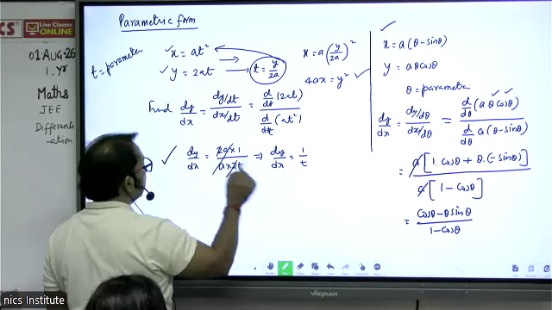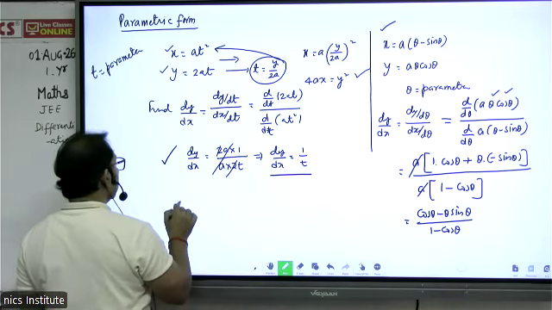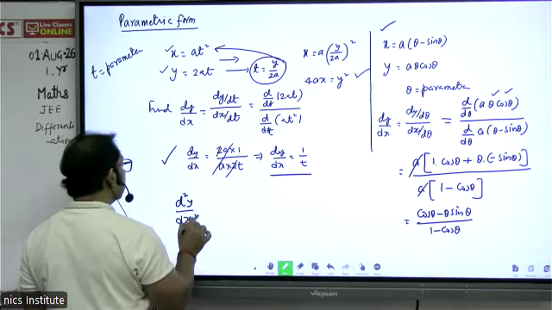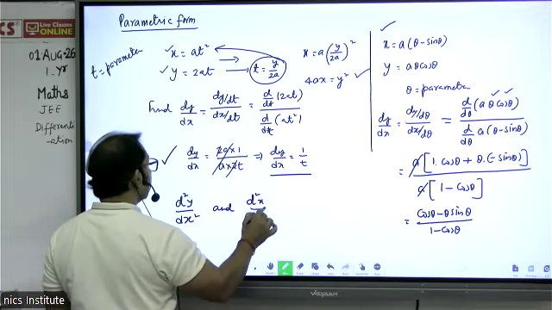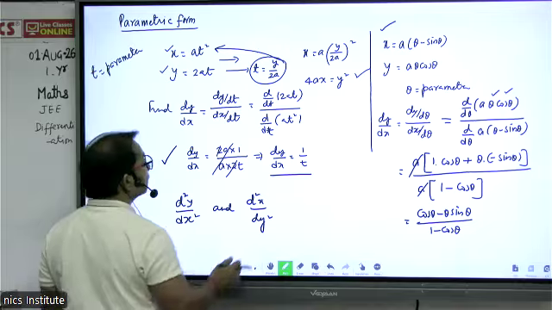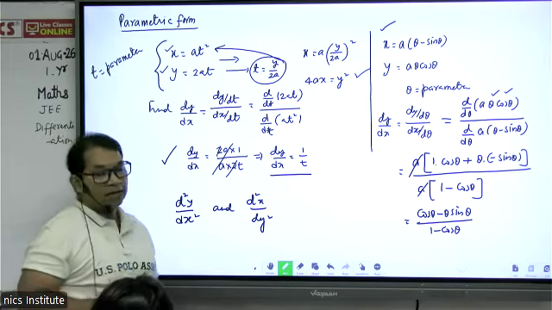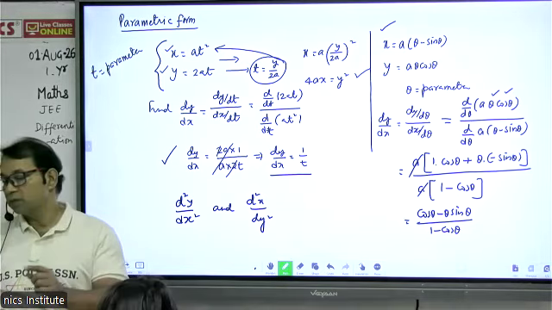In the first question, we have dy by dx is equal to 1 by t. My question to you is, can you tell me what will be d2y by dx square and what will be d2x by dy square? In this question, if x is at square, y is 2at, find d2y by dx square and d2x by dy square.